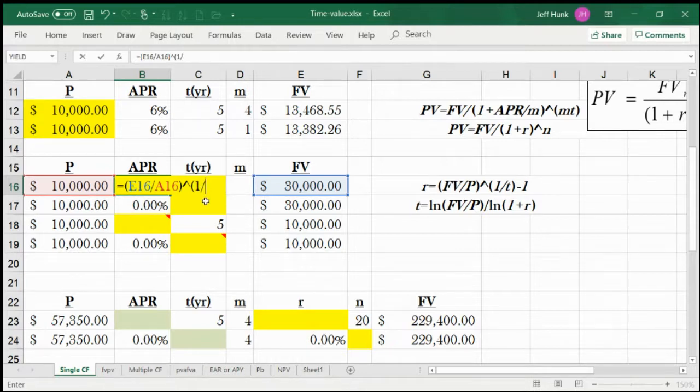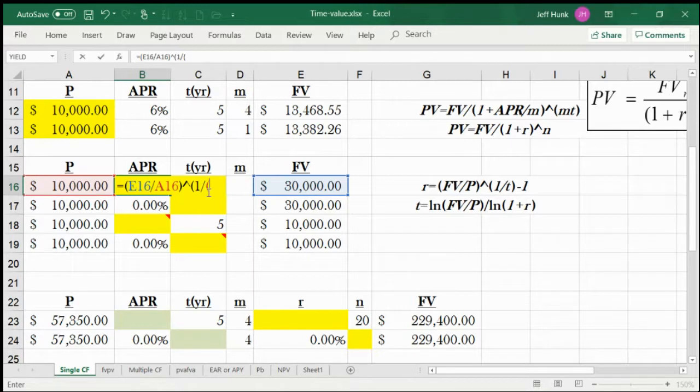N is t times m. M is not given, but even though m is not given, we build it into n, so that n would be t times m. Then it can handle any situation. It can handle whatever the m may be.